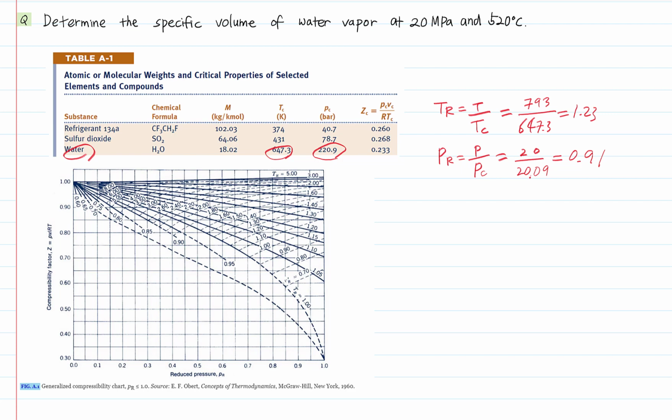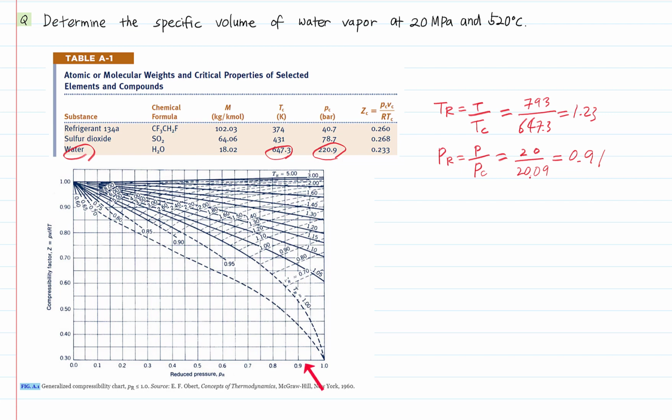And we are going to use the compressibility chart to determine Z. Figure A1 shows the compressibility chart, and you can see the range of the reduced pressure between 0 and 1. These charts can be found in the appendix in our textbook. From this chart, we can read the Z values more precisely.